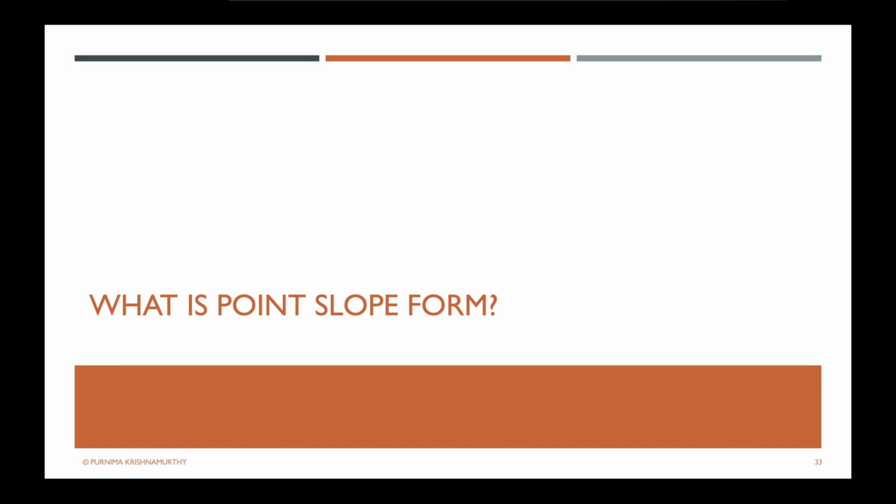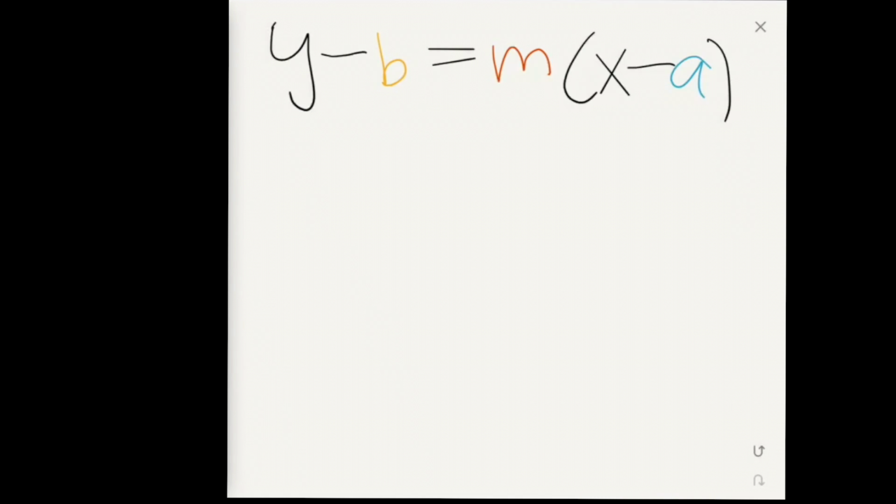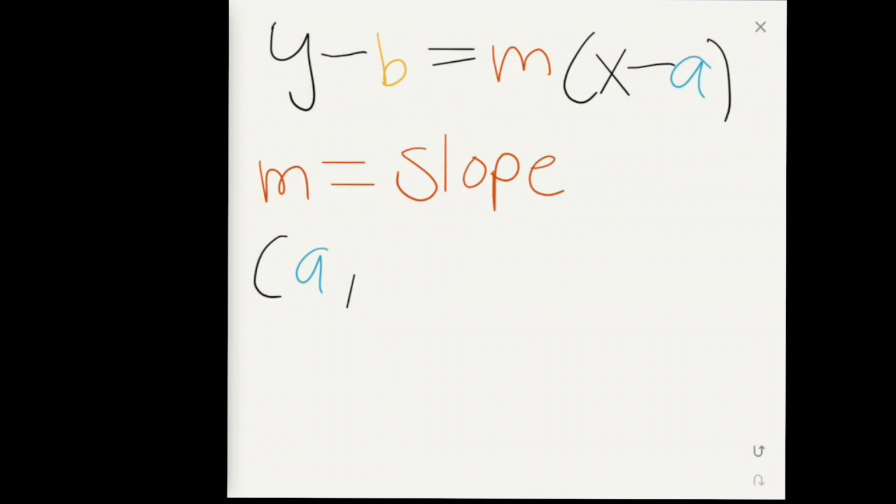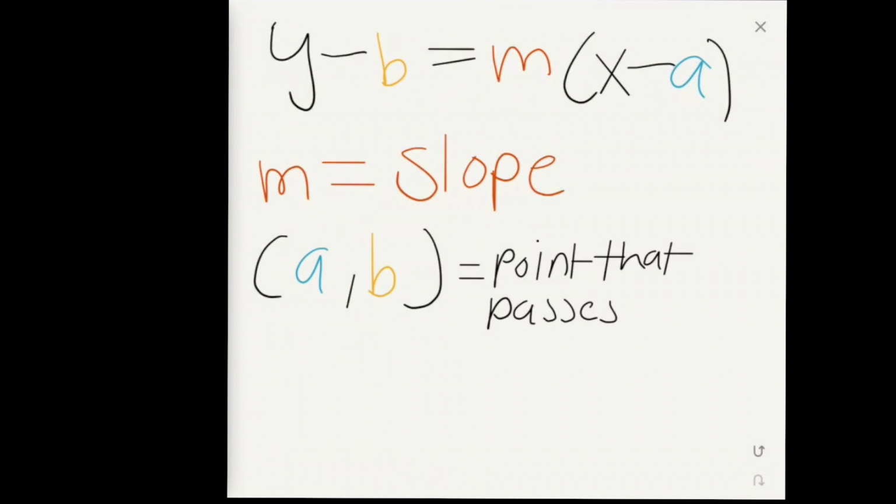One form is slope-intercept form. Another form is point-slope form. This form is represented by the equation y minus b is equal to m times x minus a. When an equation is written in this form, m is equal to the slope, while in this case, a, b is actually a point that passes through the line of that function.